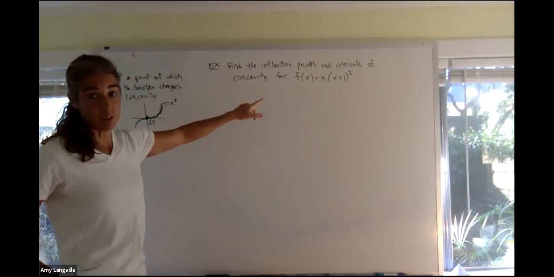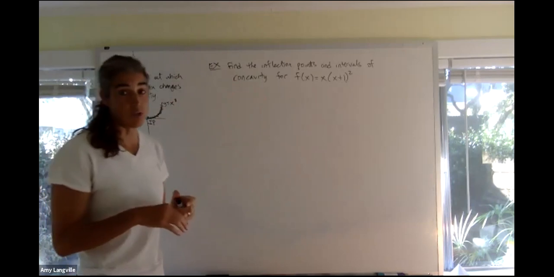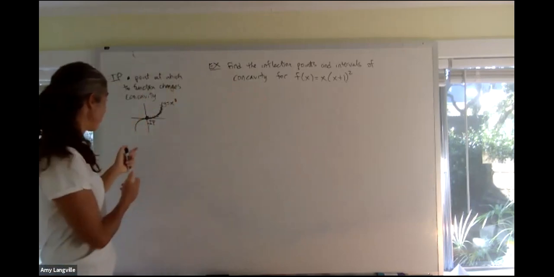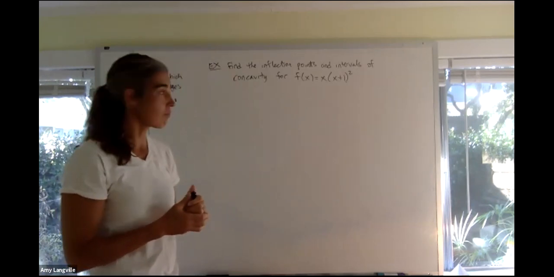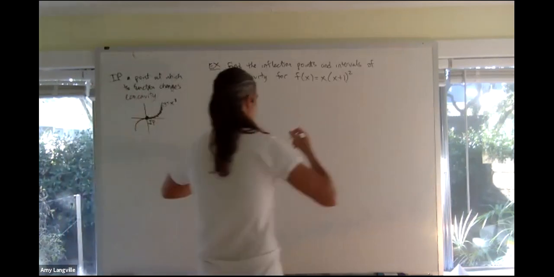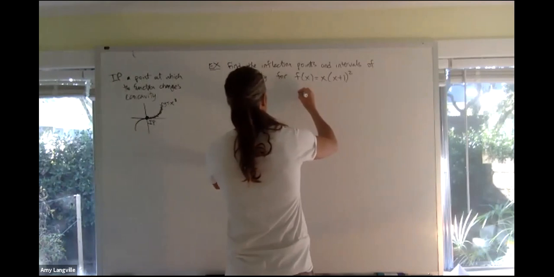Okay, so now that we know what inflection points are, and we know what intervals of concavity are, we're going to start by getting our second derivative, and then I'll teach you the method that actually finds these IPs and tells you where you're concave up and concave down. Okay, but let's practice with our derivatives here. So there's a couple of ways we could do this.